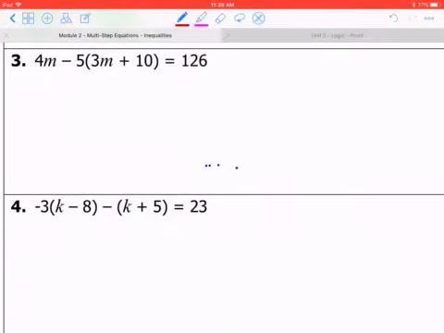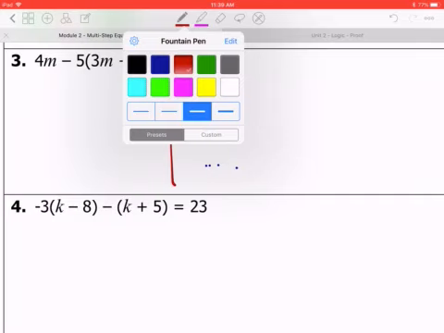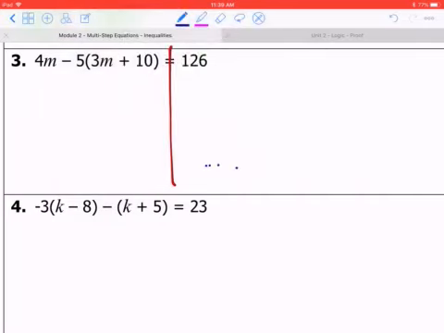Okay, so first thing, I'm going to divide my equation. So I have my two sides. First thing I'm going to do is look for any distributive property. Notice we have one right here. So I'm going to distribute this through. Now remember, the sign that's in front of the number goes with it. So we are distributing a -5 through.